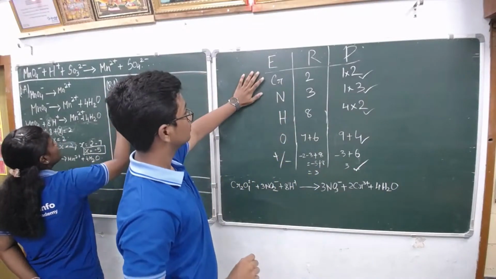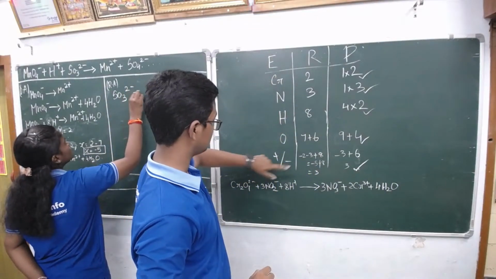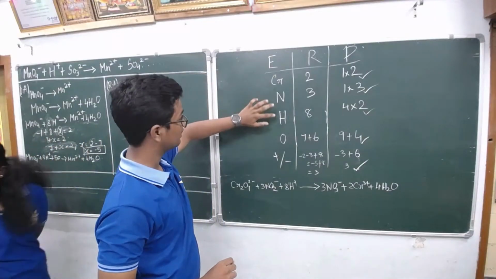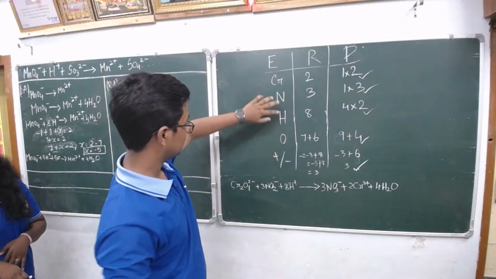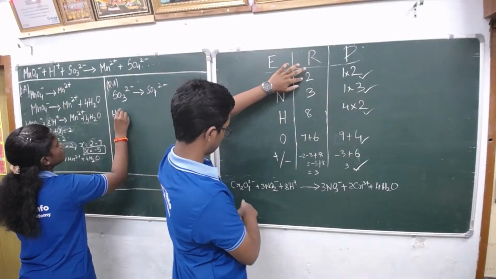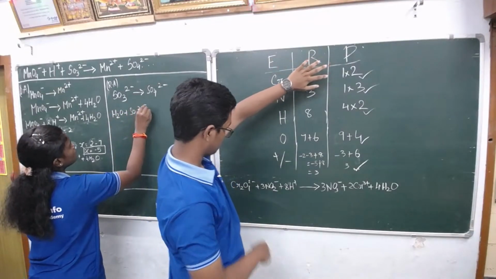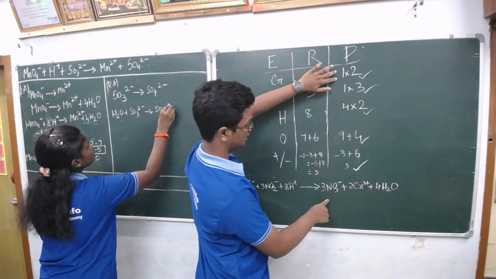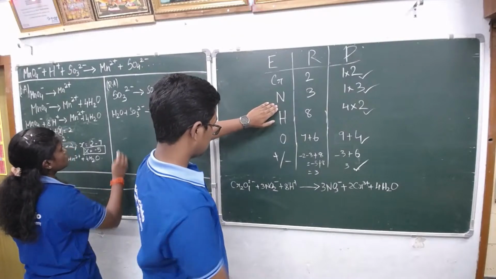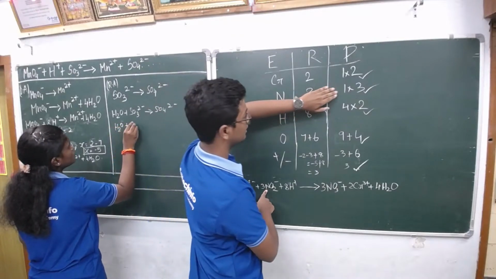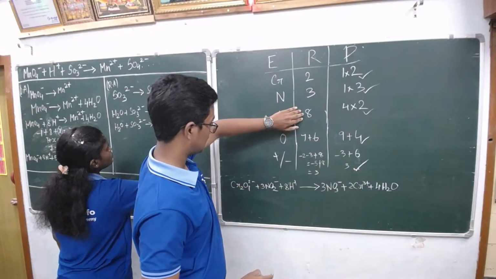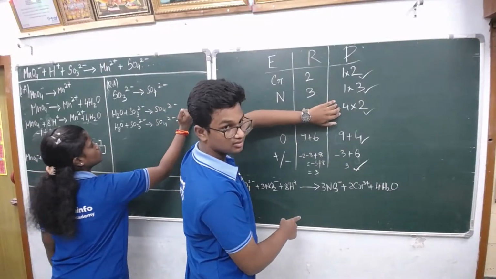Explain. First we are taking the elements in this reaction: Cr, N, H, O and ions. In the reactant side Cr is 2, and in the product side also 2 chromium, so chromium is balanced. In nitrogen, there are 3 nitrogen in the reactant side, and in the product side also 3. In hydrogen, there are 8 H plus, and here also 8 H plus, so it is also balanced.